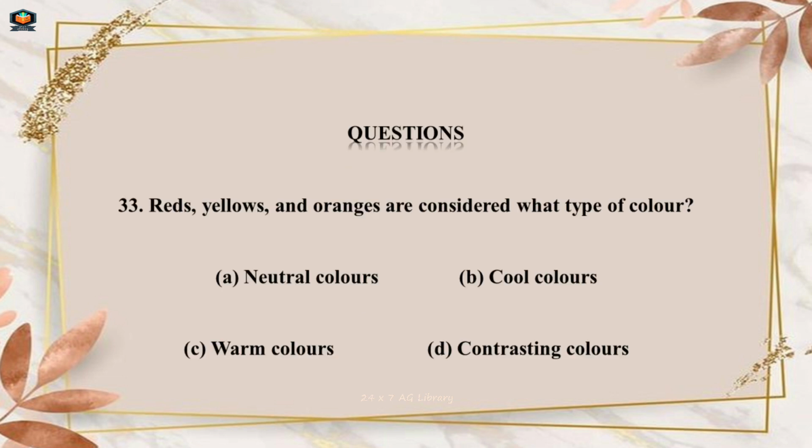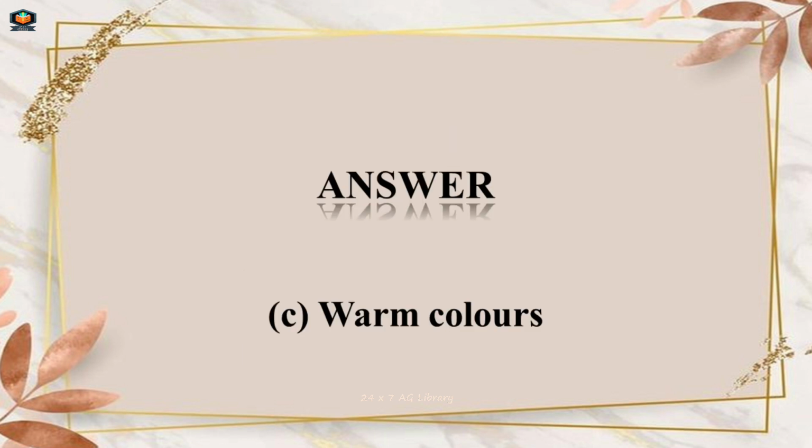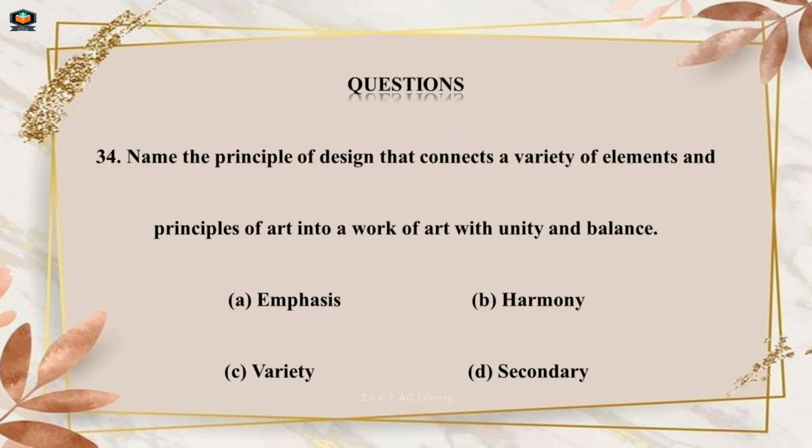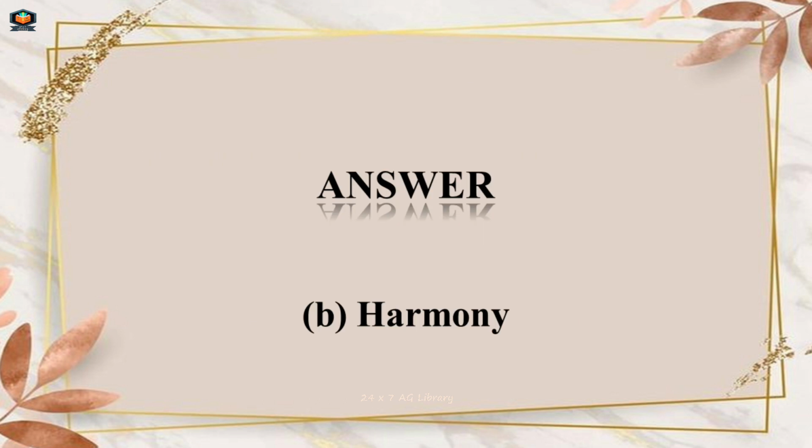Question 33. Reds, yellows, and oranges are considered what type of color? A. Neutral colors. B. Cool colors. C. Warm colors. D. Contrasting colors. Answer: C. Warm colors. Question 34. Name the principle of design that connects a variety of elements and principles of art into a work of art with unity and balance. A. Emphasis. B. Harmony. C. Variety. D. Secondary. Answer: B. Harmony.